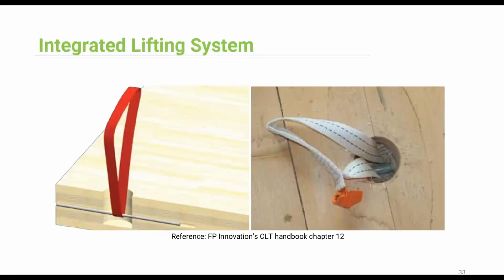The other category of lifting devices are integrated lifting systems. These devices are mostly used in Europe and Canada, and the CLT panel is pre-drilled using a CNC machine. You place a steel rod in it with a sling. After the lifting is done, the rod remains in place and the hole is plugged.